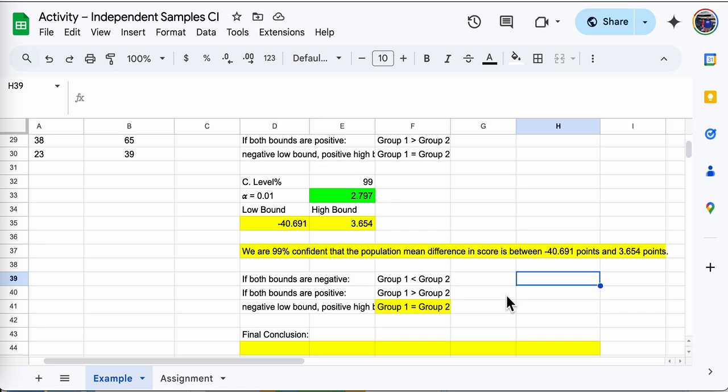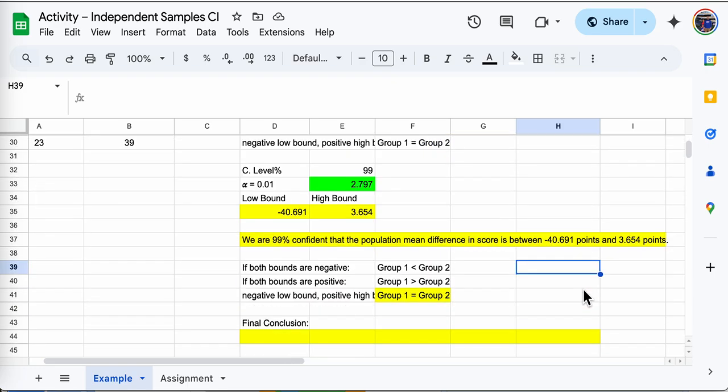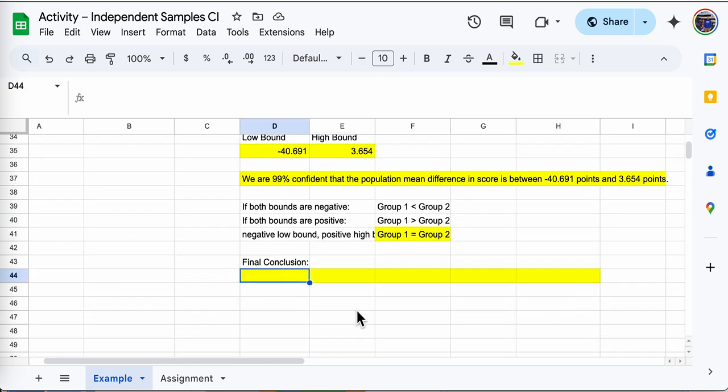Really all that means is that we can't say that there's a significant difference between the two groups, right? Because 0 is in the middle of the set, not necessarily in the middle, sorry. It's in the set, which means that at 99% confidence, it could be the case that there's no difference between group 1 and group 2, right? But the other two confidence levels, they tell a different story. So this is not as conclusive as some of the other activities that you might have done.